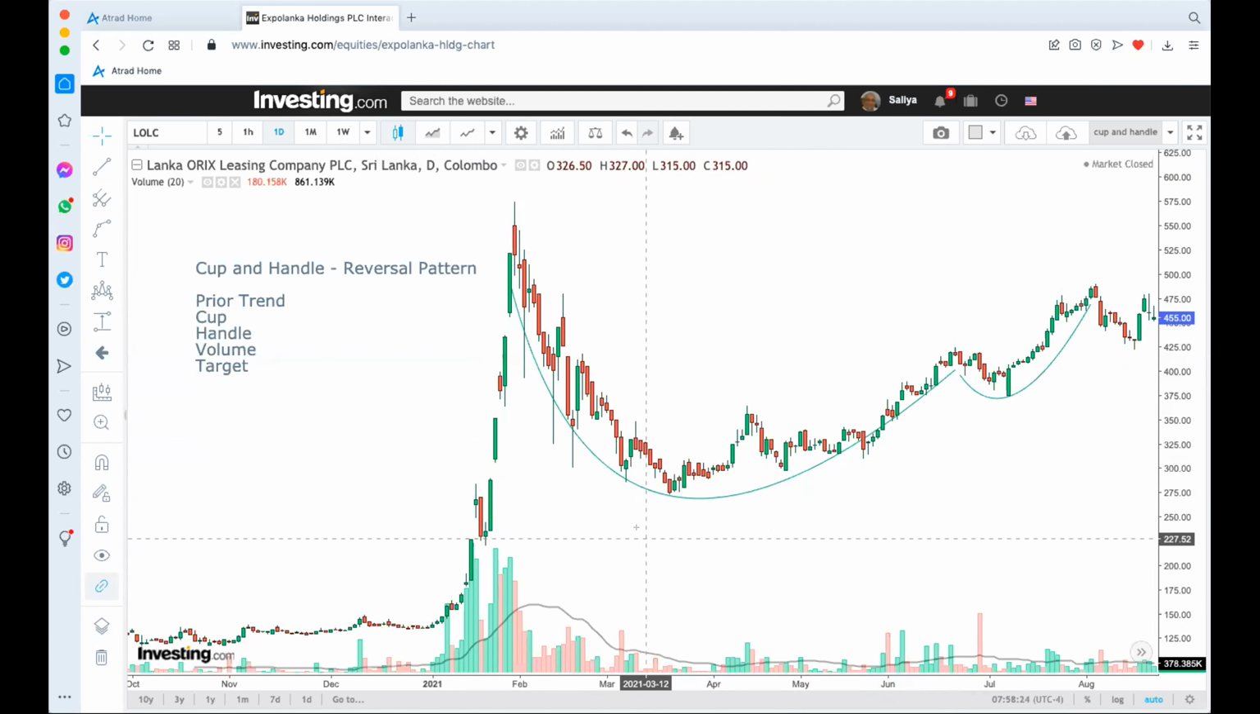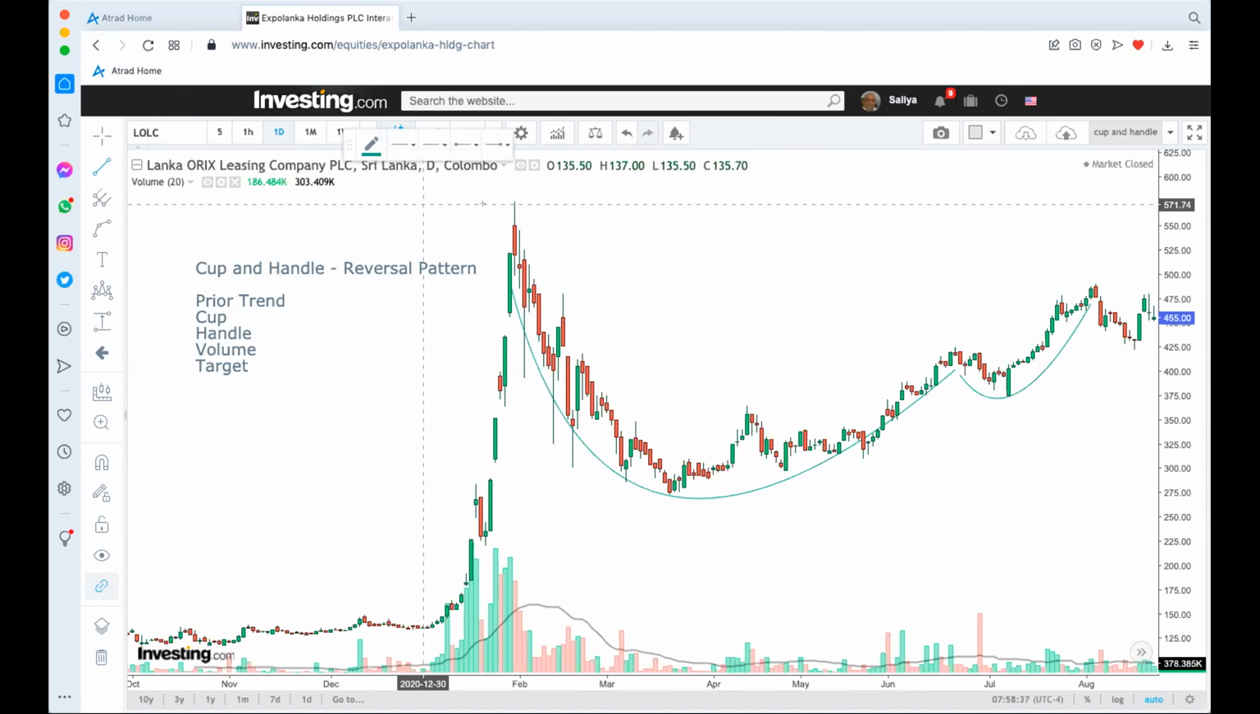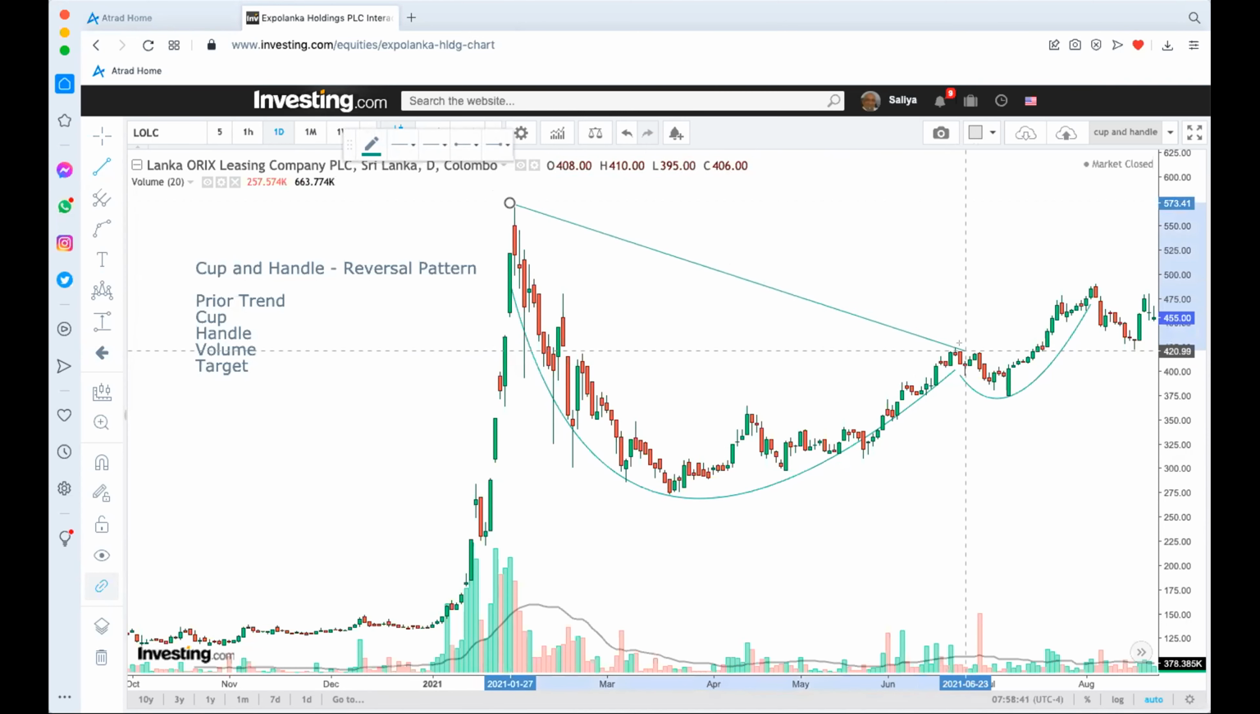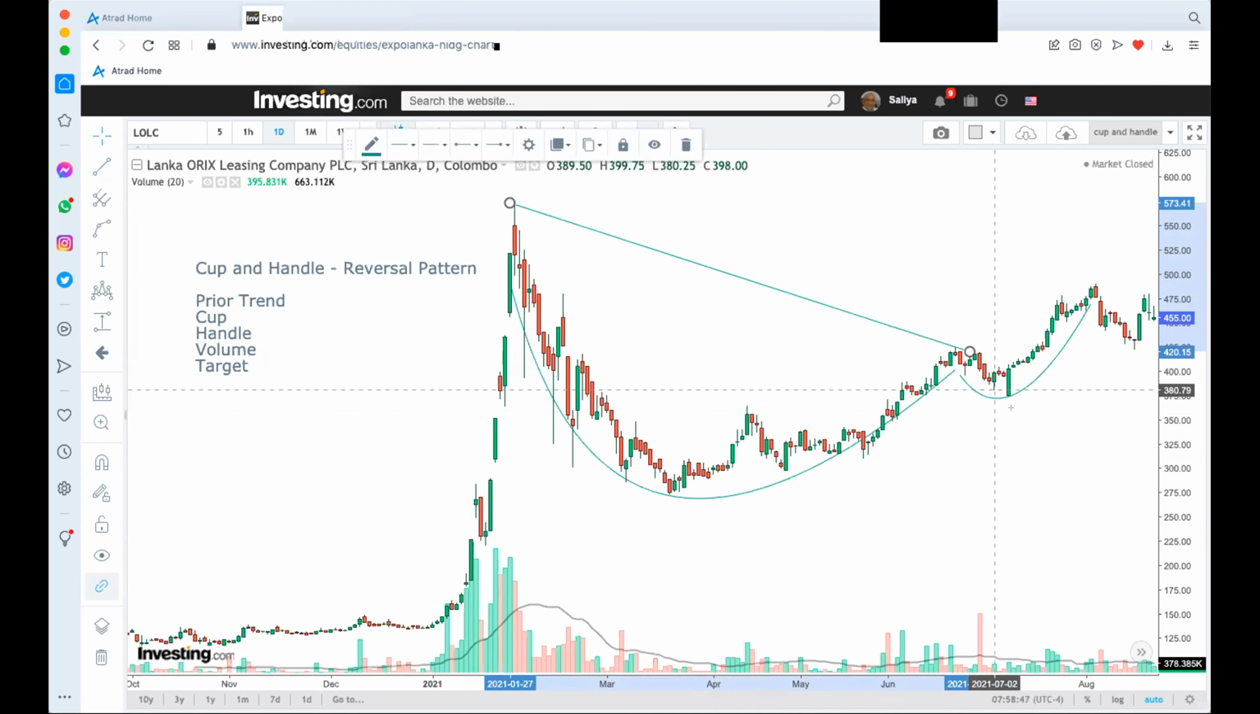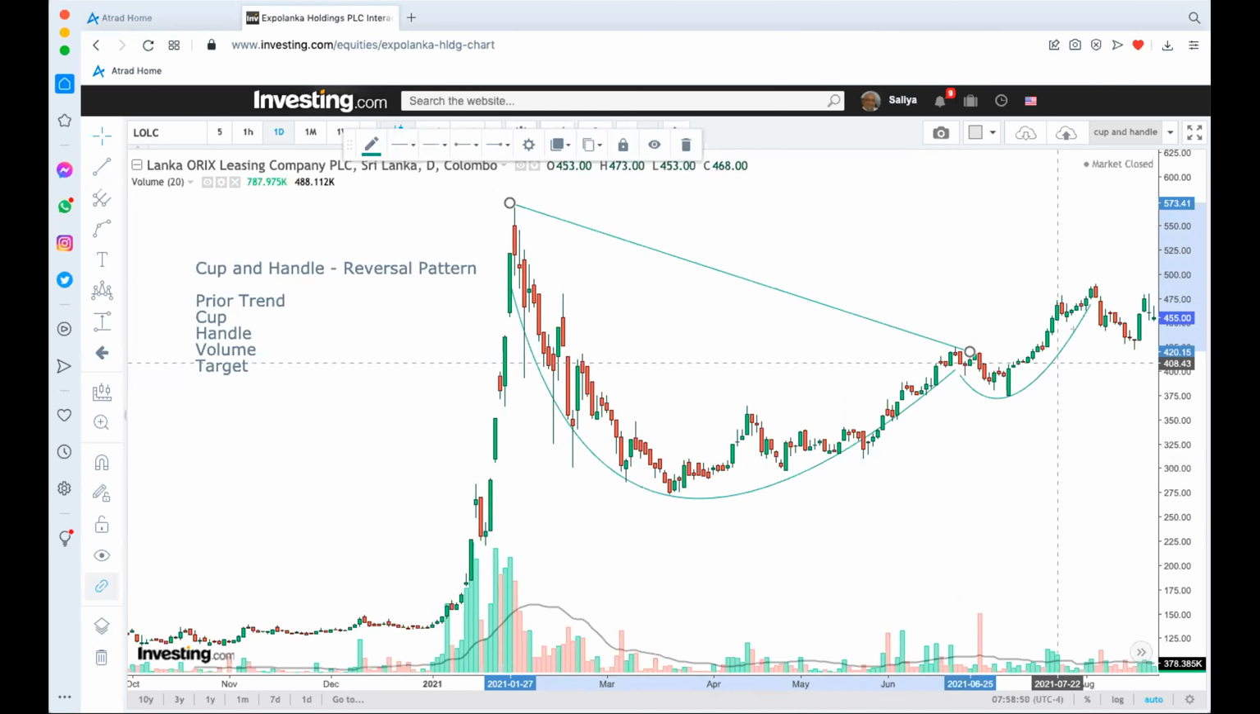And at the same time, I take the high, and then I will be joining the next high here, right? Because I'm using the tops, I can take it like this. Then there is a throwback. It goes up, then comes down. I'm taking this as one system for the cup and handle.